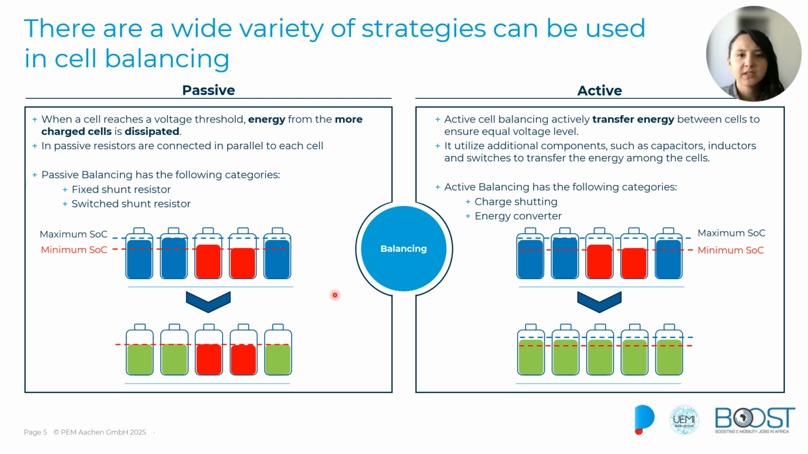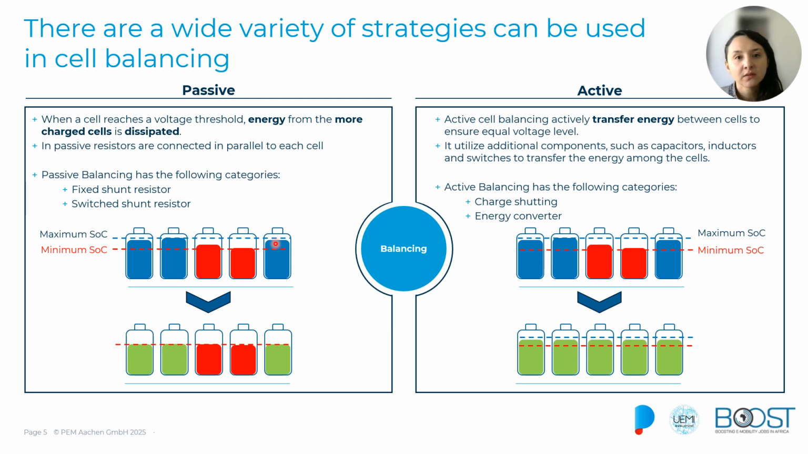Some of the advantages of this method are that it's very simple and cost effective to implement, and it also doesn't require many components. However, the biggest problem with this method is that the excess energy in the cells that is causing the differences is going to be wasted, and it will only produce heat. It will not be used for anything. And in the end, this will reduce the overall efficiency of our system.